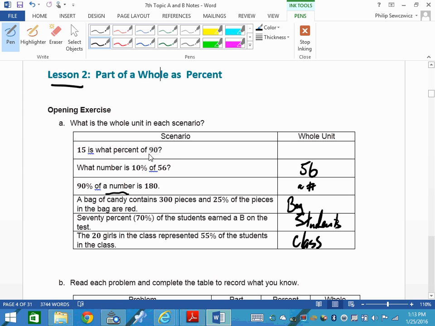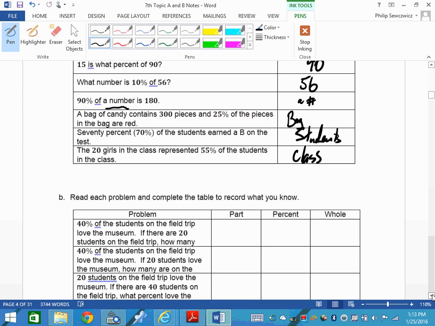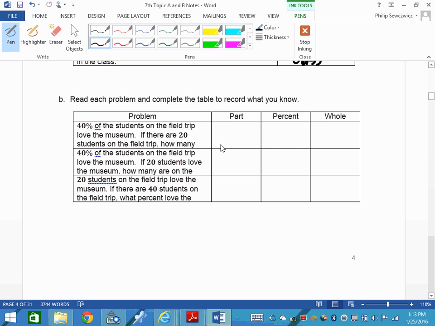15 is what percent of 90? Ooh, 15 is what percent of 90? The 90 is the whole amount. 15 is going to be the part. So again, that's kind of what we're looking at here: part, percent, and the whole. So let's give you a chance to fill them all in and see what you think here.